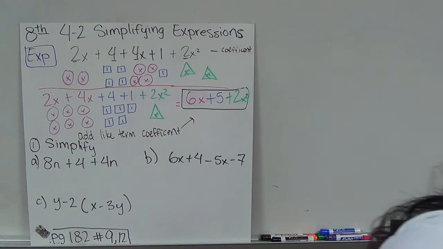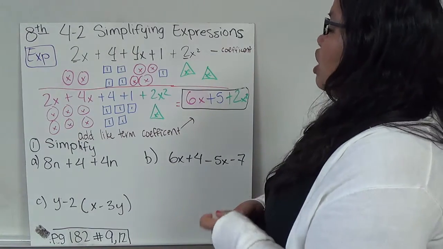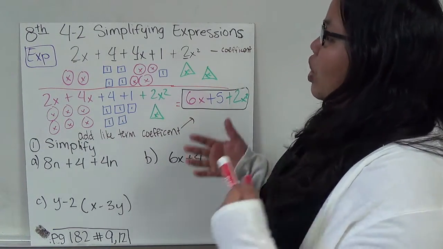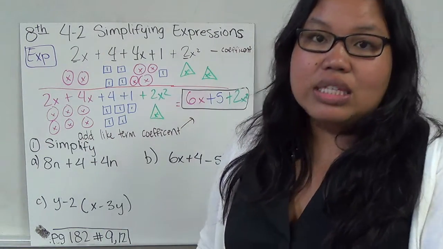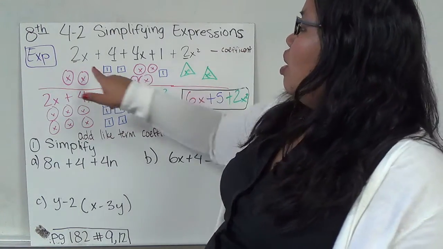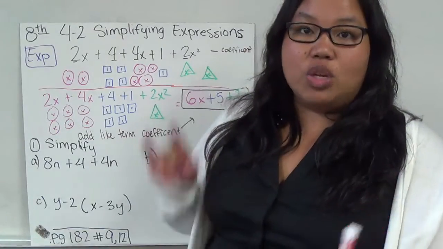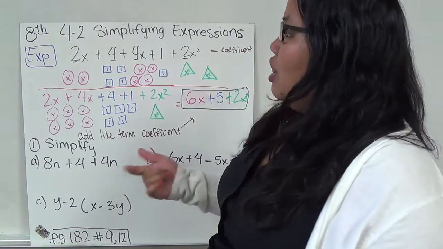In 8th grade, section 4.2, we're dealing with simplifying expressions. So in this case, we can combine things that are like terms. So things that have the same variable, I can combine the coefficient, which is the number right in front of the letter.